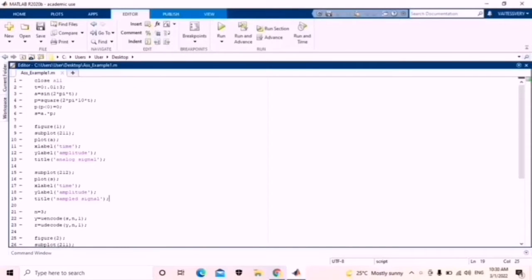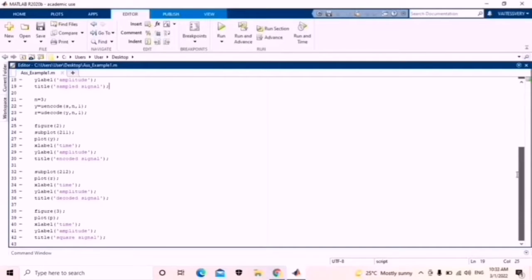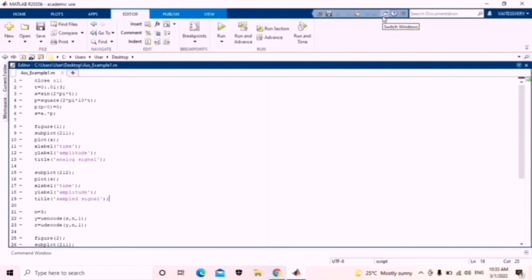I am going to present example 1. This is the full coding for example 1. Here we plot a generated analog signal as an input signal. And then from the signal, we cannot plot a simple signal, so we encode and decode the signal, and also we plot a square signal. This expression shows the time vector from 0 to 3 with the time interval 0.01.